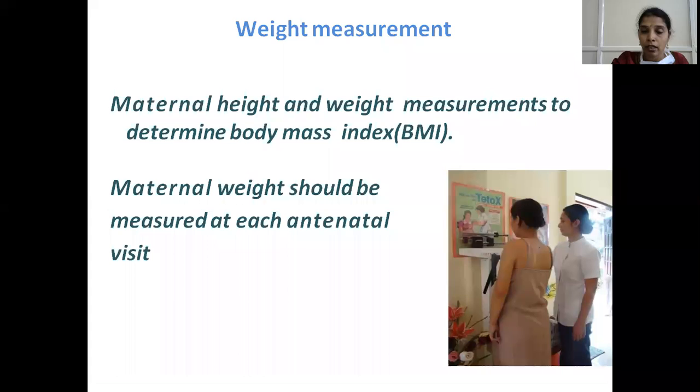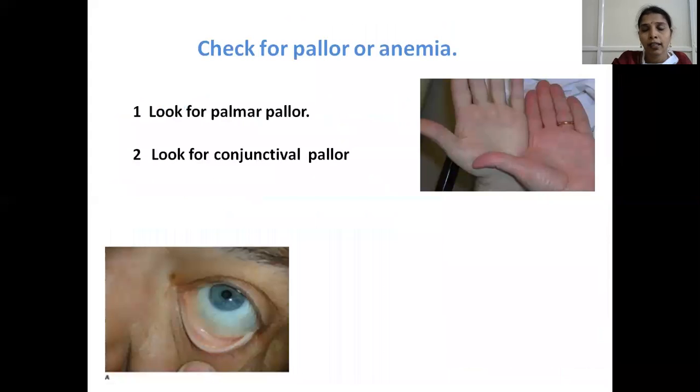within 1 month. Suppose she has to gain weight of 2 kgs in 1 month in the first 2 trimesters, but she gains more weight, meaning 5 kgs. We have to keep an eye. Something is going wrong, so we have to start evaluating what is happening to the mother, and check for pallor or anemia. Now look for the palm.